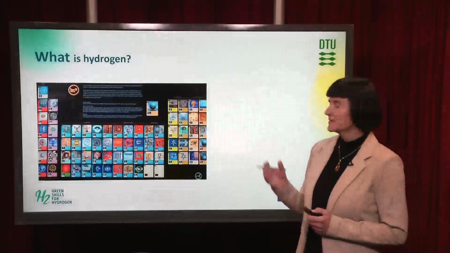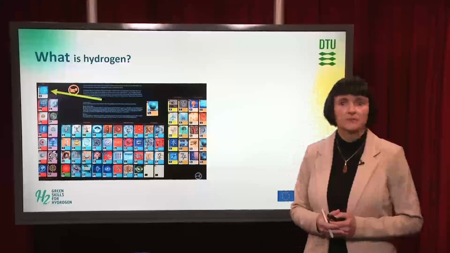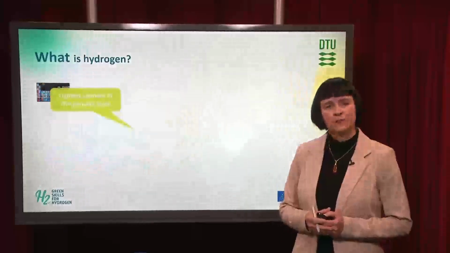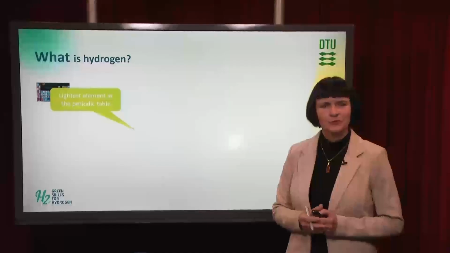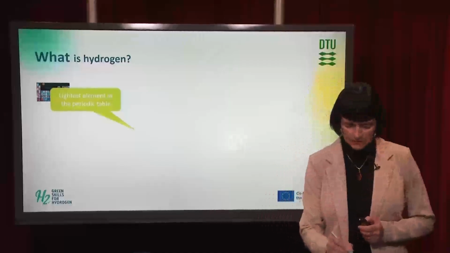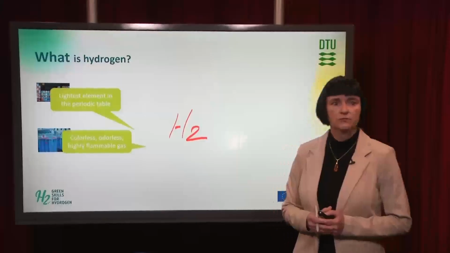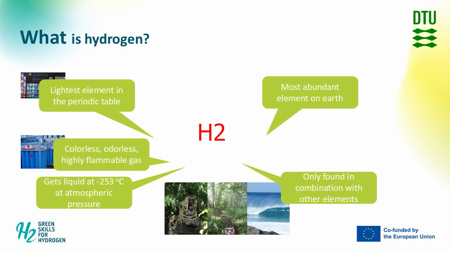Hydrogen is the lightest element in the periodic table. It has one proton and one electron. In fact, when we talk about hydrogen, we typically mean the hydrogen molecule, H2. And H2 is a colorless, odorless gas. It gets liquid at temperatures below 253 degrees centigrade.